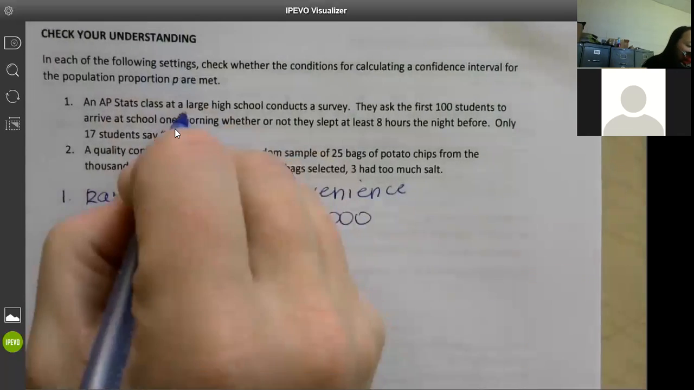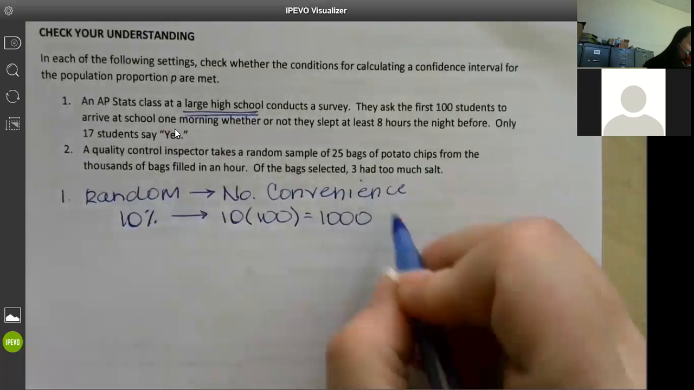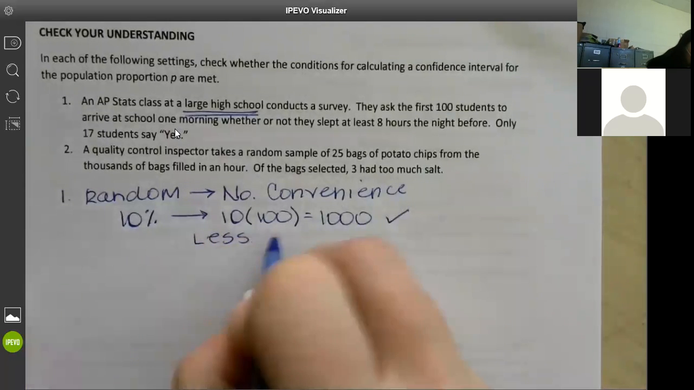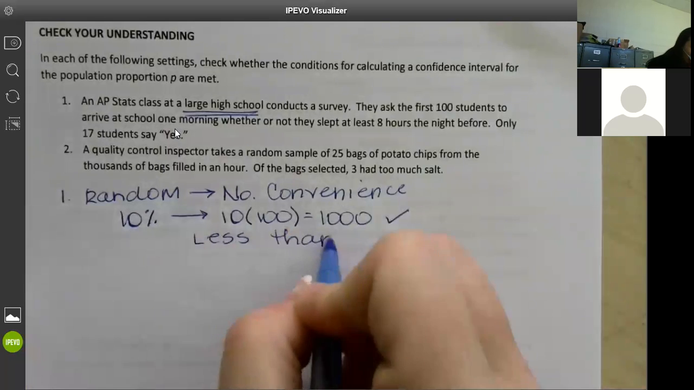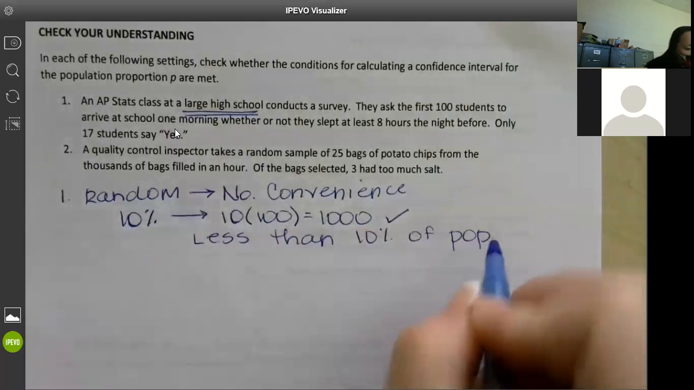When it says a large high school, it's thousands and thousands of students. Y'all understand what I'm saying? We are not a large high school; we got like 700 and some students. So double that for like North Davidson. All right, so it is good. It is less than 10% of the population. Okay.